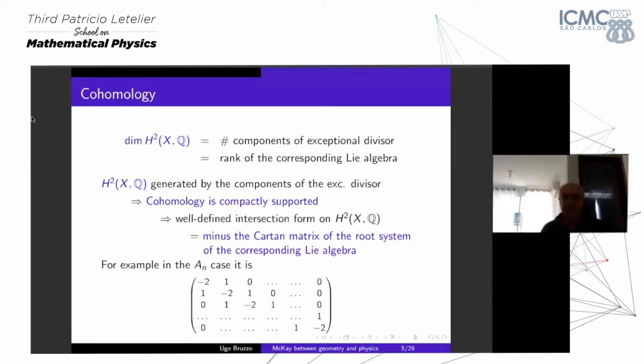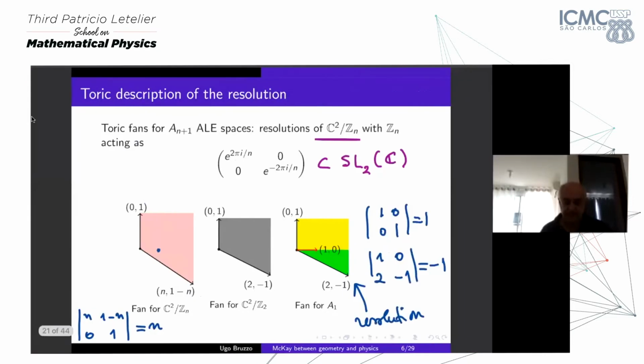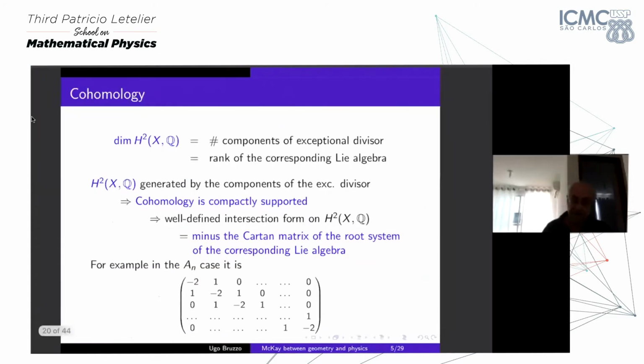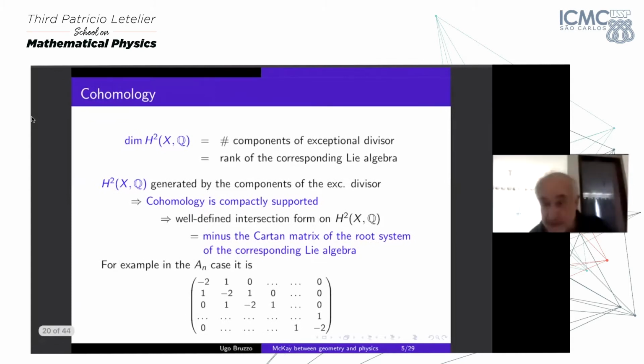Of course, you have a well-defined intersection form, so you can take the square of the generator, and the result is -2, related to the fact that these are, from the point of view of complex geometry, compact curves or projective curves of genus 0. So this is, in a nutshell, the McKay correspondence in 2 dimensions. Okay, so perhaps I stop here and ask if there are any questions.